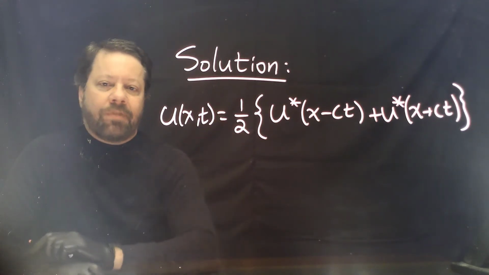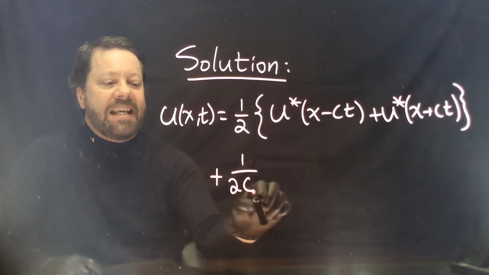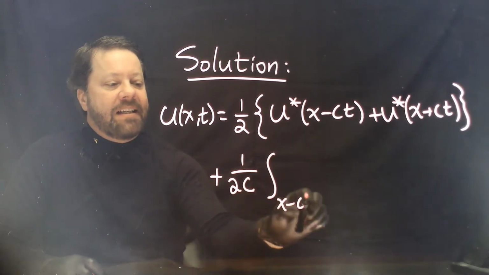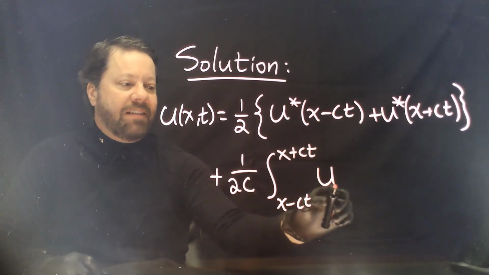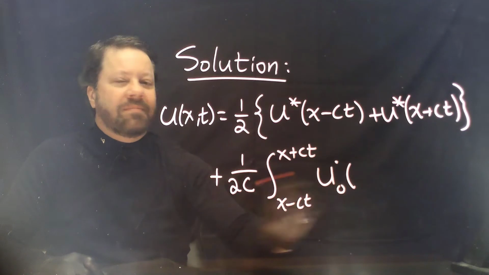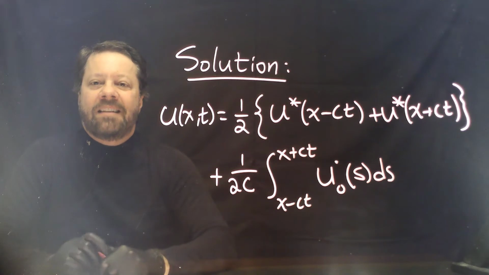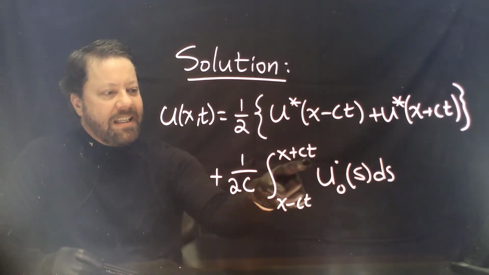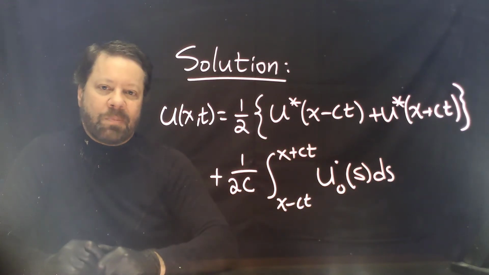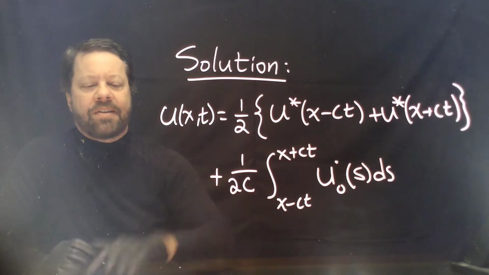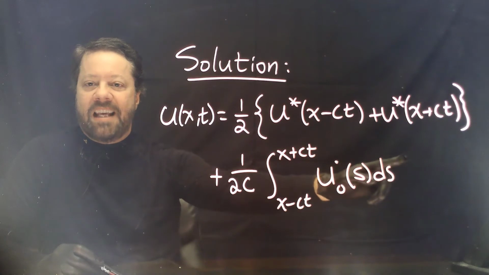But this does not account for the initial velocity. To deal with that, we require 1 over 2c, the integral from x minus ct to x plus ct of our initial velocity. In this way. Let's see. When t is equal to 0, this integral is 0, so again, we just end up with the initial displacement. In order to show that this satisfies the initial velocity profile, we take the derivative with respect to t.